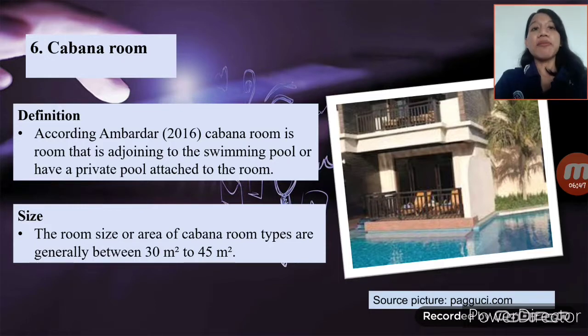Next is cabana room. According to Amberdan 2016, cabana room is a room that is adjoining to the swimming pool or has a private pool attached to the room. The room size or area of cabana room type is generally between 30 meters square to 45 meters square.